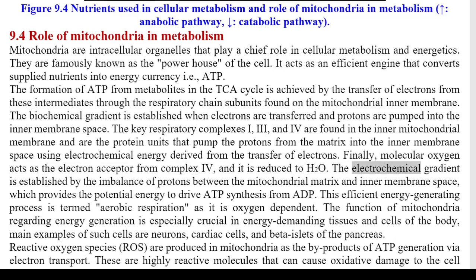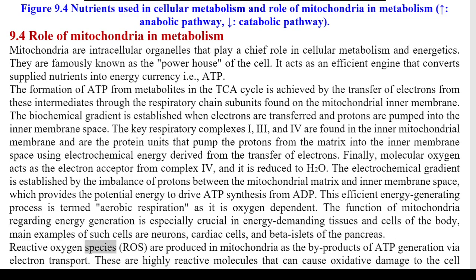The electrochemical gradient is established by the imbalance of protons between the mitochondrial matrix and inner membrane space, which provides the potential energy to drive ADP synthesis from ADP. This efficient energy-generating process is termed aerobic respiration as it is oxygen-dependent. The function of mitochondria regarding energy generation is especially crucial in energy-demanding tissues and cells of the body. Main examples of such cells are neurons, cardiac cells, and beta islets of the pancreas.